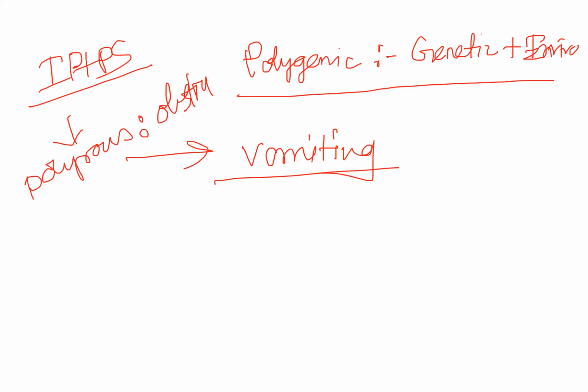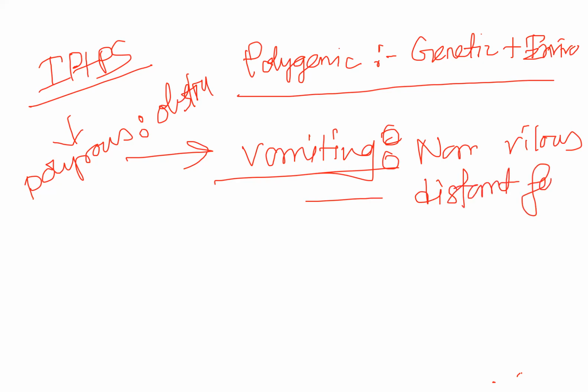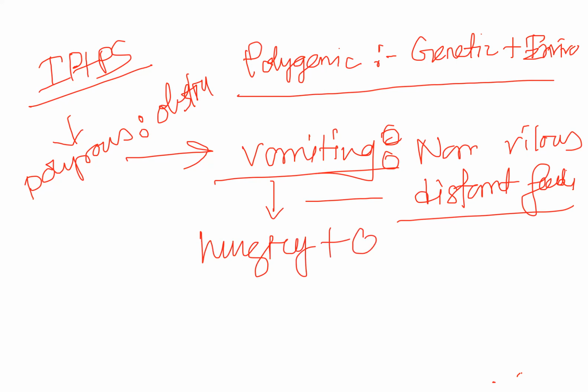So what is the problem here? Vomiting. But would it be bilious or non-bilious? Non-bilious. What other things? This vomiting reaches a distant site, but it's not from the very beginning, not always. It projects into the distance. And after vomiting, the child will be hungry, and constipation could be there.